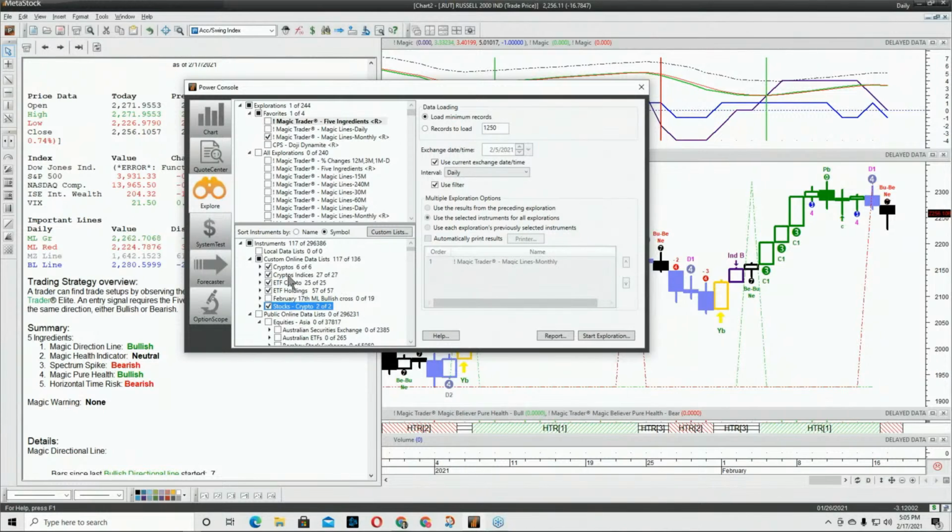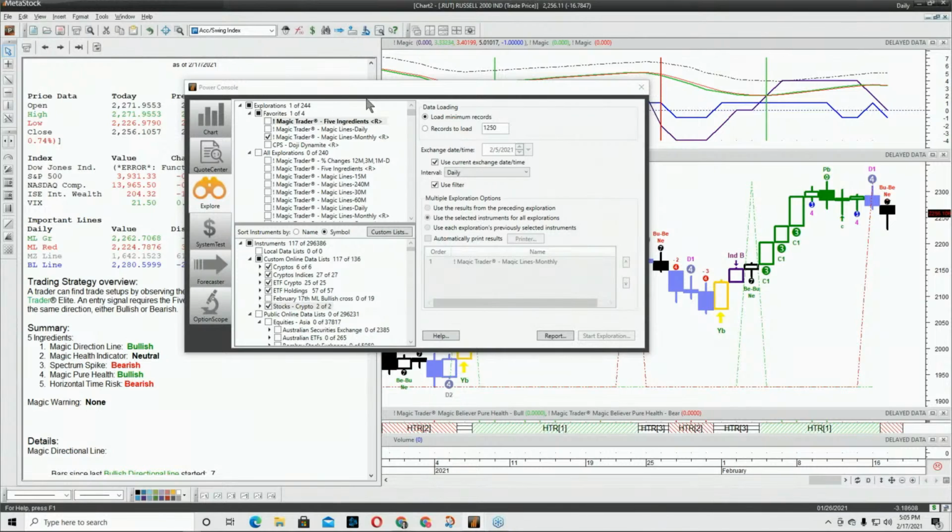I've selected all of those cryptos lists. So we've got the cryptos, the indices that he was talking about, the ETFs, the ETF holdings, and then the stocks crypto list. All combined, there's probably about 117 of those. So I'm going to start the scan. This is going to go through all 117 of those for me.